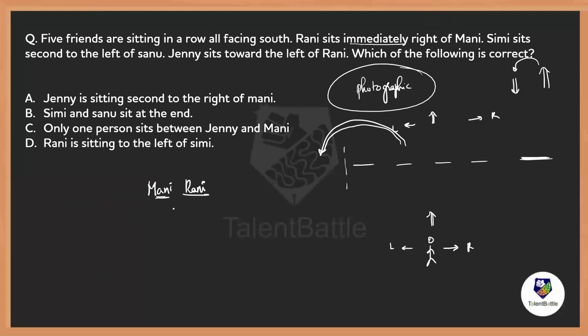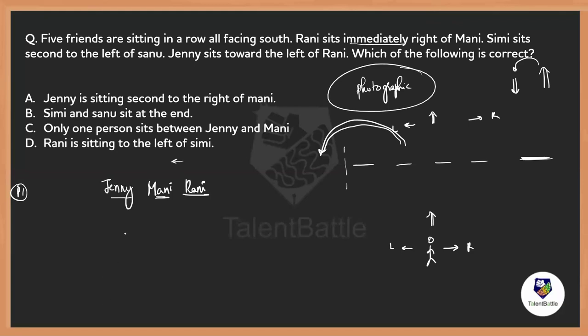Right, everybody? So there is no gap. So when we say Jenny is sitting left of Rani, it means this side only. So can I say immediate left? No, it is not possible. So somewhere over here, I can say that, right? So the very first possibility of Jenny being left of Rani is this one.